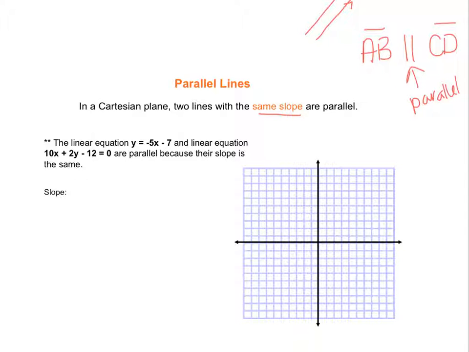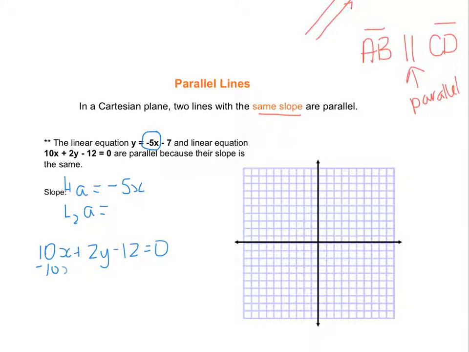Well, let's prove this. So we know that the first equation is in y equals ax plus b, it's in function form. So the slope of line 1, we're going to call this line 1, is negative 5x. So we want to find out what the slope of line 2 is. In order to do that, we need to convert 10x plus 2y minus 12 into y equals ax plus b form. So y is positive, so we're going to leave him positive, and we're going to subtract 10x from either side, and we're also going to add 12 to each side.